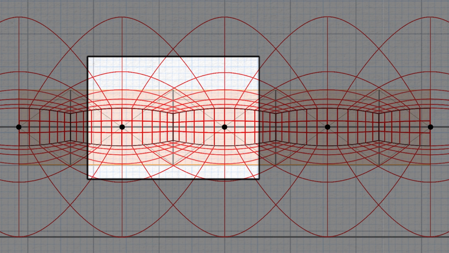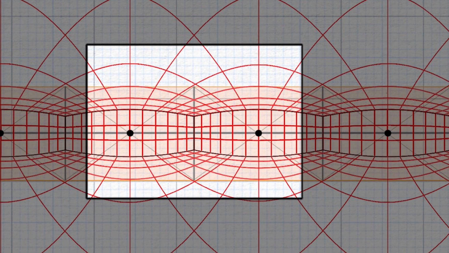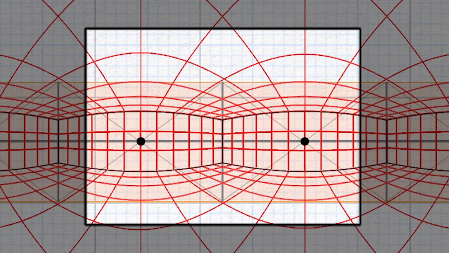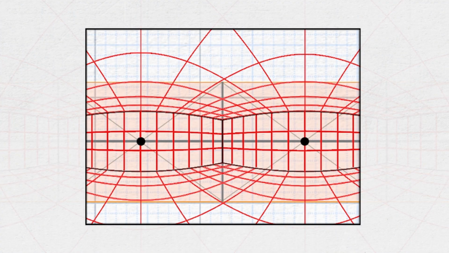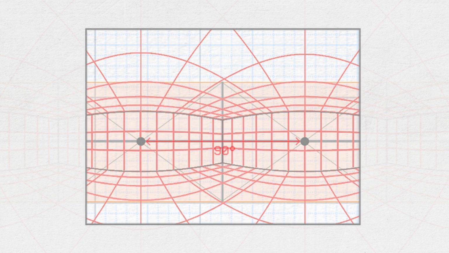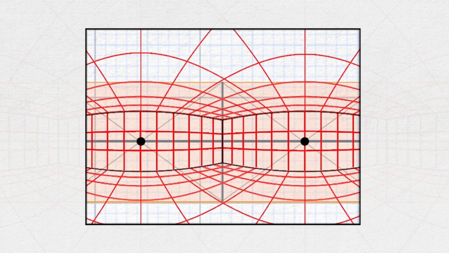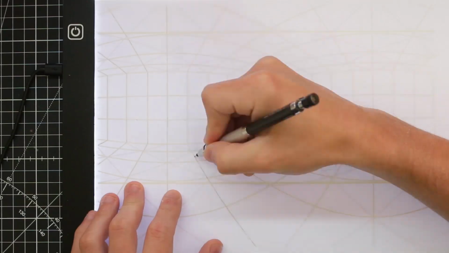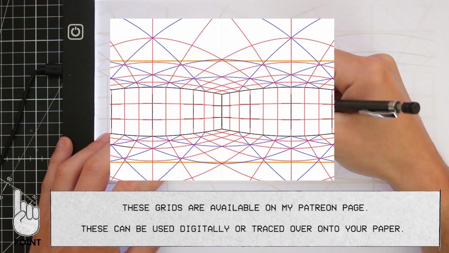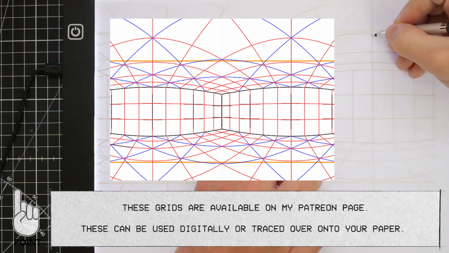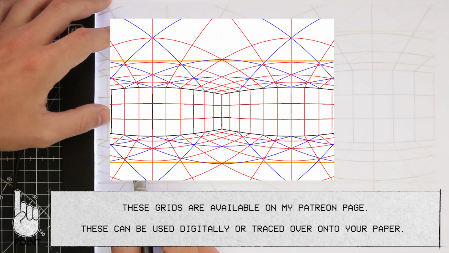For example, here I've cropped this 4-point perspective view to show only one corner of the room and a vanishing point on each wall. Remember, these vanishing points are 90 degrees apart, and so this view is slightly over 90 degrees. This is what I'll be using for my first drawing. Here I printed this out and traced those grid lines onto my paper.